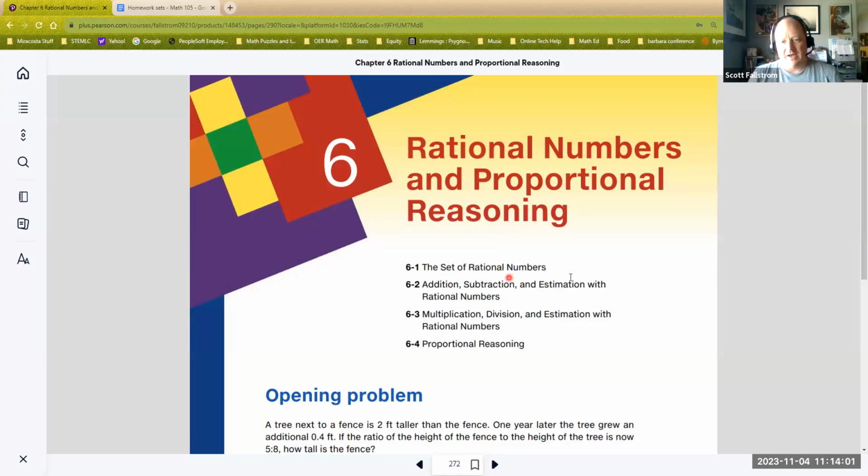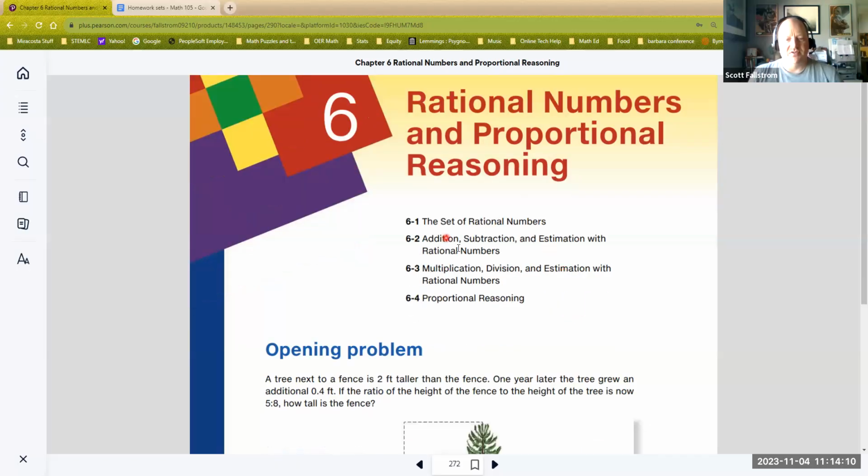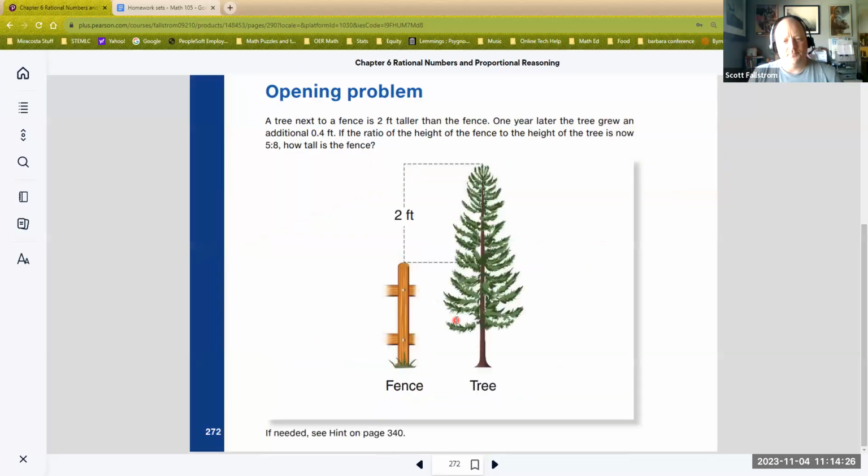So the set of rational numbers, how do we describe them? How do we tell about an order, like which number is larger than another? Then we get into addition and subtraction, multiplication and division, and then the last piece is proportional reasoning. And this is something that is used across nearly all grade levels. It's mostly integrated into an integrated math class. So proportional reasoning is not something that's just kind of a one topic.